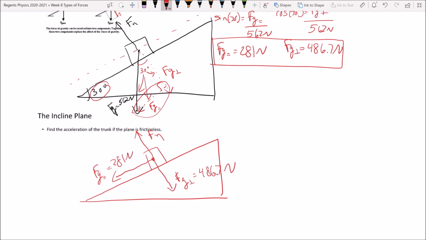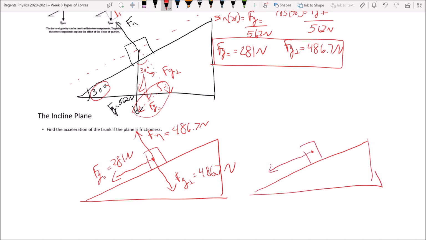So look here. When this trunk goes, it's not accelerating this way, right? It's accelerating down the plane. So you can make the assumption that those two forces have to be equal. So I now know what the normal force is. It's 486.7 newtons. So really, the net force acting on this trunk is one single force pointing down the plane of 281 newtons.